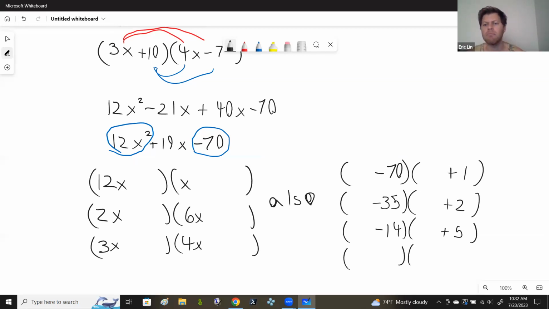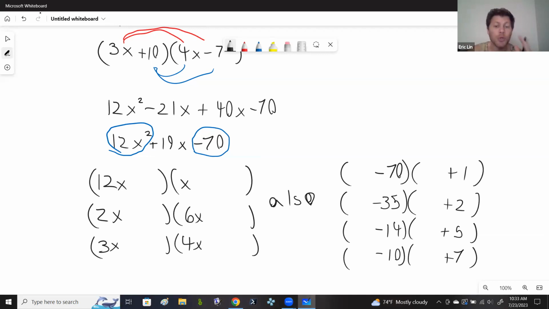And lastly, I believe negative 10 and positive 7 do also multiply to give us a negative 70. And once again, there's not just 4 of these, there's 8 of these. There's one for each of these where the sign is flipped. So keep that in mind.